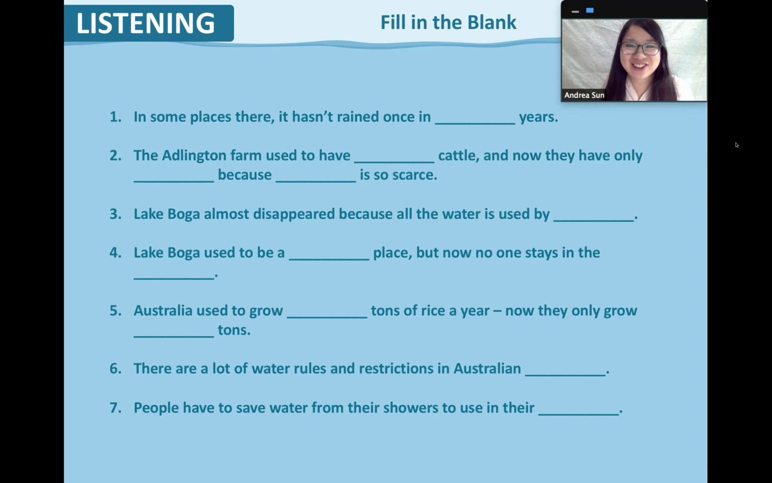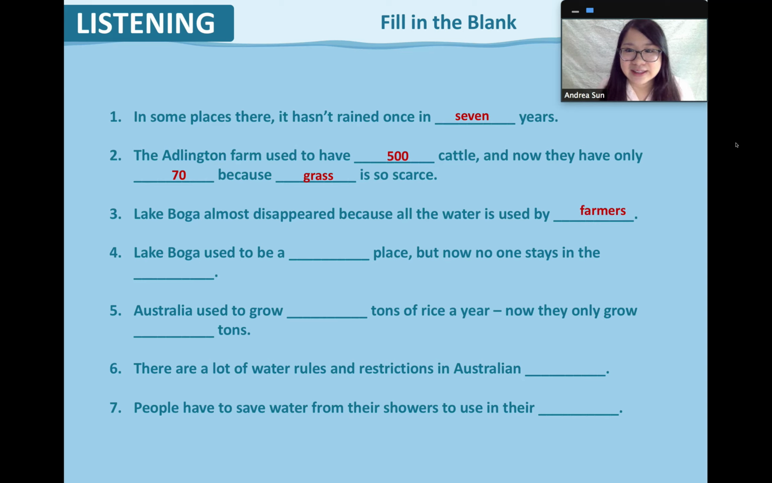All right, let's check your answers. Number 1. In some places, it hasn't rained once in 7 years. Number 2. The Adlington farm used to have 500 cattle, and now they only have 70 because grass is so scarce. Number 3. Lake Boga almost disappeared because all the water is used by farmers.